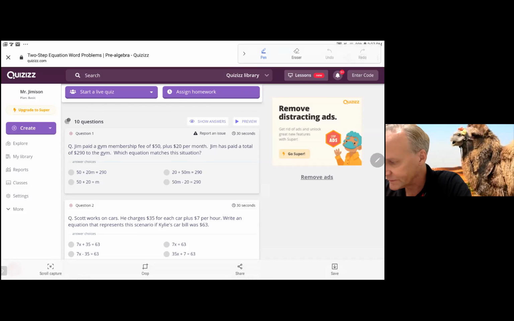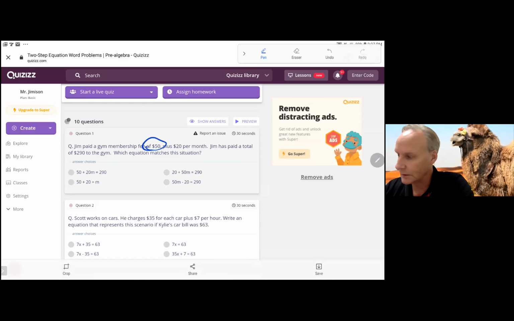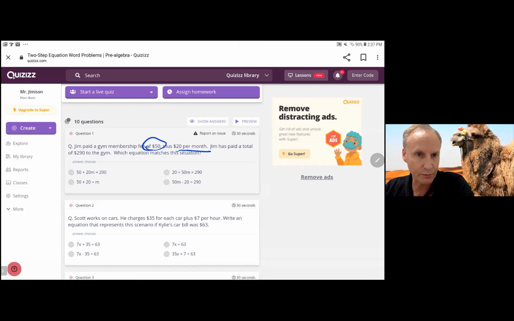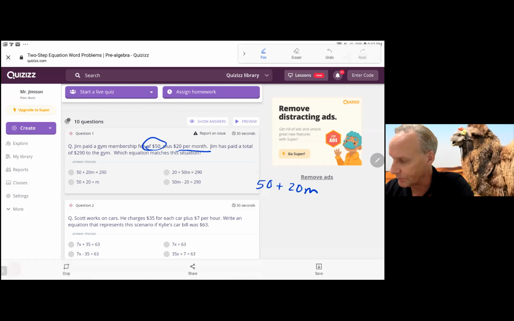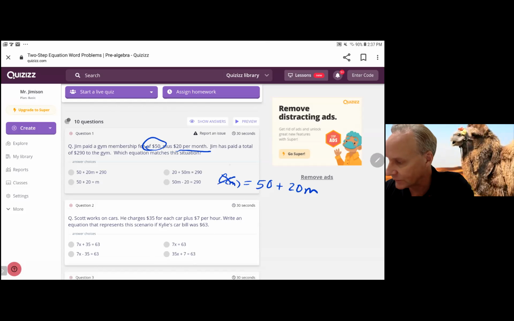Okay, so it says Jim paid a gym membership fee of $50. So there's his membership fee. That is an initial starting point or an initial fee. And then it says plus $20 each month or per month. So this is 50 plus $20 each month. And this is going to be the cost of the gym, based on how many months he pays for. C of M is the way we would write it formally. But in this case, they said that the amount of cost that he spent was $290. So there's the equation.